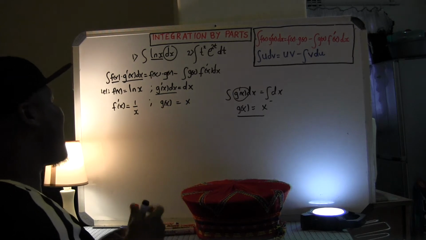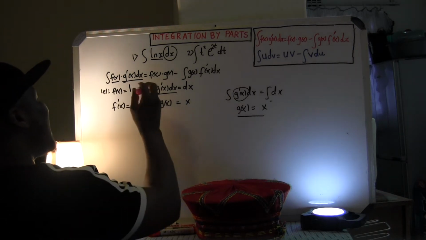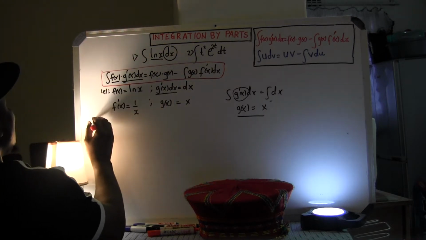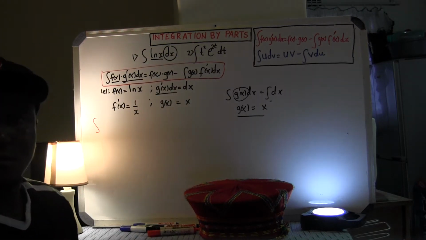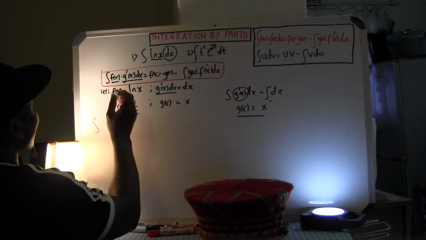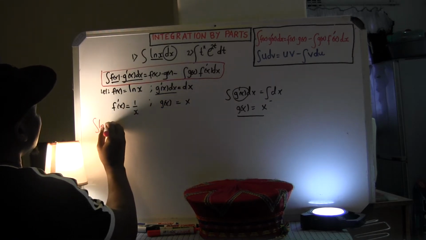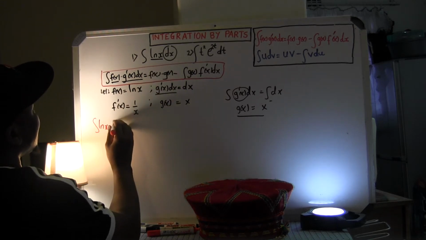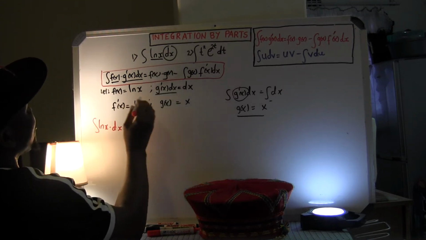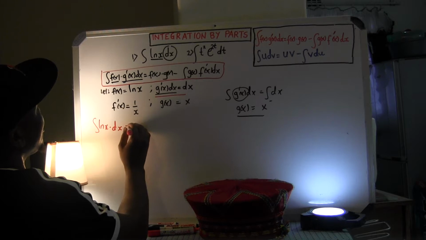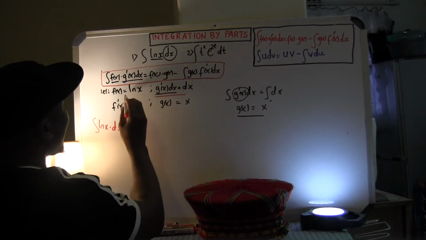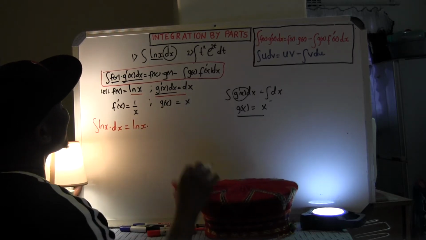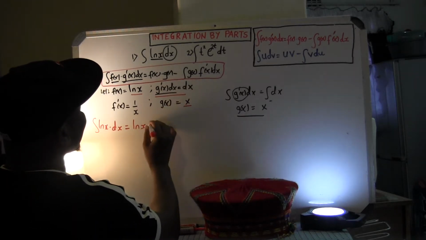So next, we have to substitute into our formula. We're going to say integral of f of x, where f of x equals ln of x, times g prime dx equal to dx. What is f of x? f of x equals ln of x, multiplied by g of x, where g of x equals x.